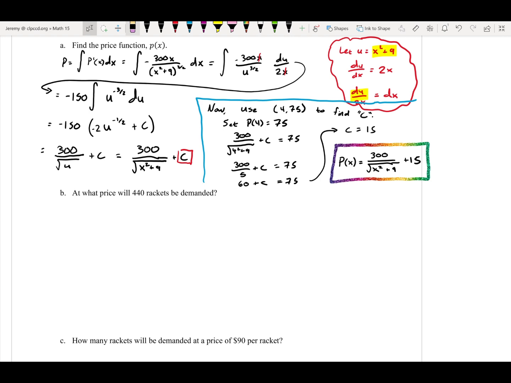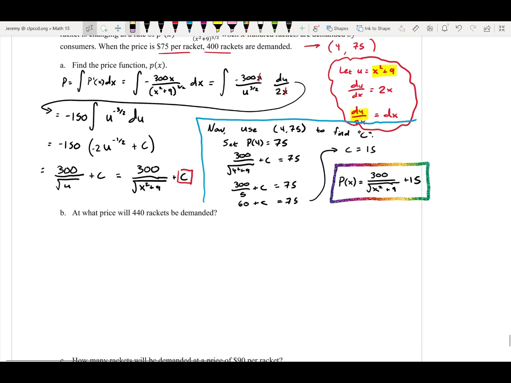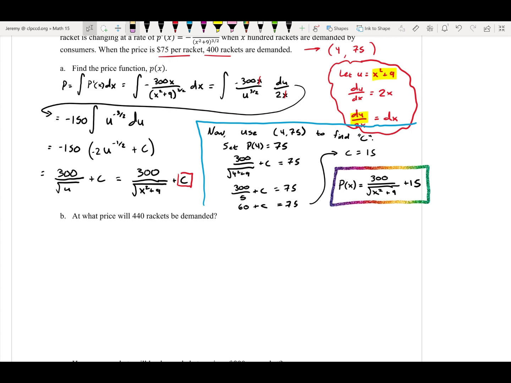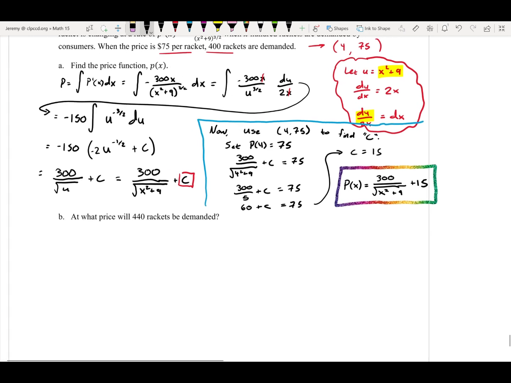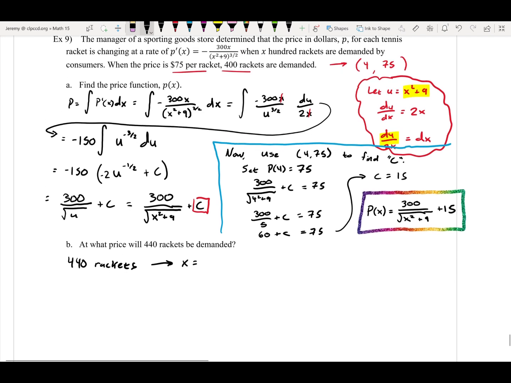Assuming that's correct, moving on to part B, now we want to answer some questions using this function we just found. Part B says, at what price will 440 rackets be demanded? We're given a number of rackets, essentially an x value, and we want to plug into our function and figure out the associated price. So first, 440 rackets is associated with what x value? Well, x is measured in hundreds of rackets, so this would be 4.4.